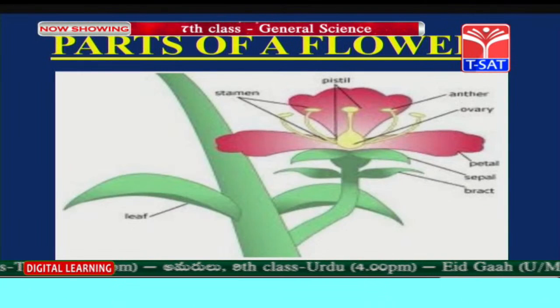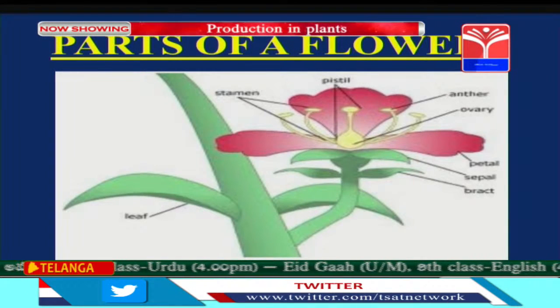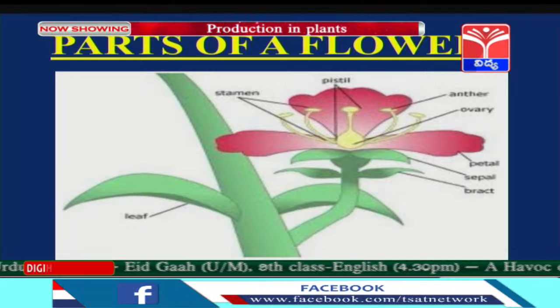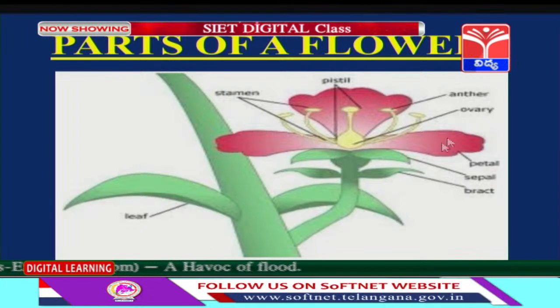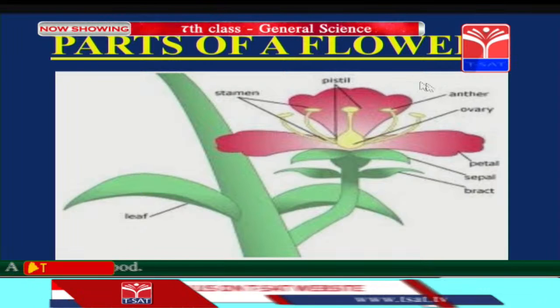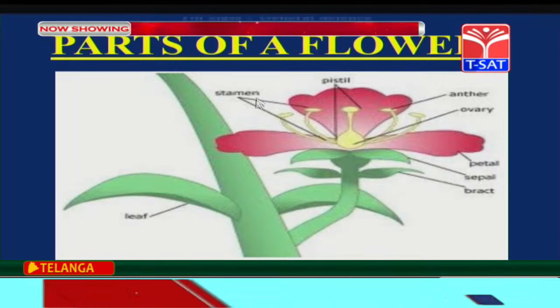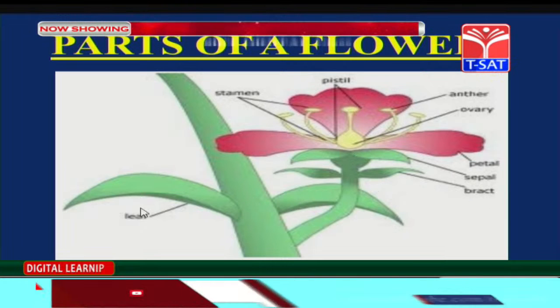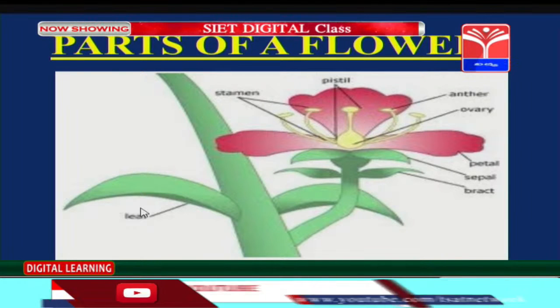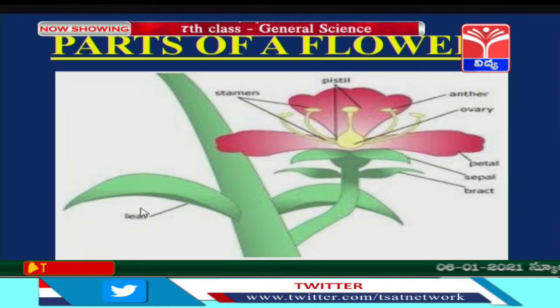Now here see children, the flowers consist of different parts. So what are the different parts of a flower? You see here it is having different parts. What are the parts? Ovary, anther, pistil, stamen, petals, sepals, bracts, etc. We will be seeing in detail about each and every part.